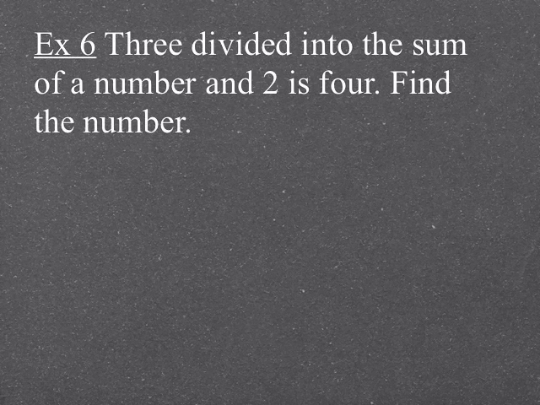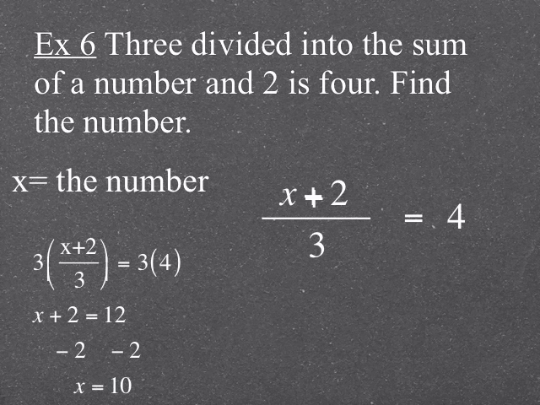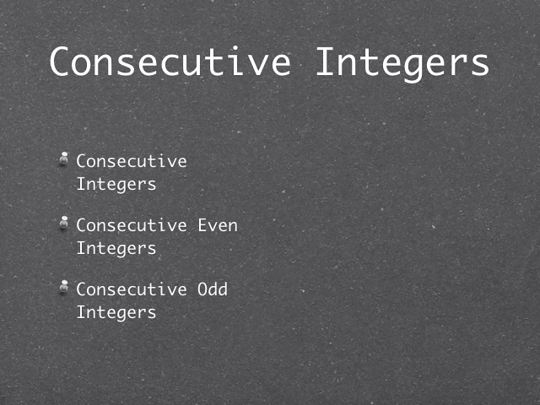Okay, 3 divided into, that's another tricky one. 3 divided into what? I'm dividing 3 into something. 3 divided into the sum, okay, that puts the plus sign up there. 3 divided into the sum of a number and 2 is 4. To solve that, I'm going to use my clearing fractions trick that I learned in lecture 4. And that's the end of translations. Next we will do consecutive integers.